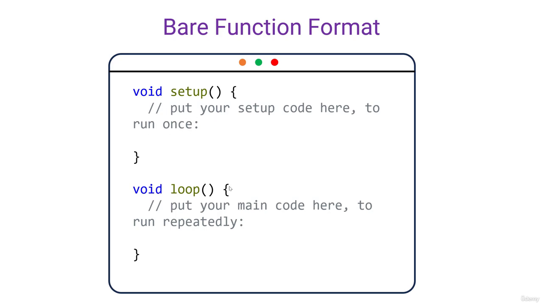Void loop contains the operational statements, and these statements will run repeatedly until you turn off the power supply or you do the reset or you stop the program by any means. So this void setup and void loop are the bare basic format of any Arduino program. These two sections are a must. You need to put these two sections in your code, and accordingly you need to organize your statements.